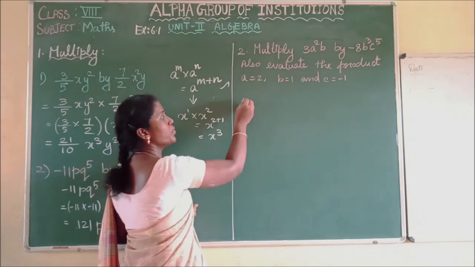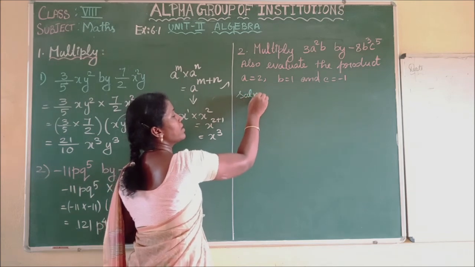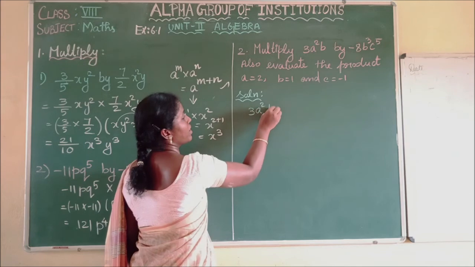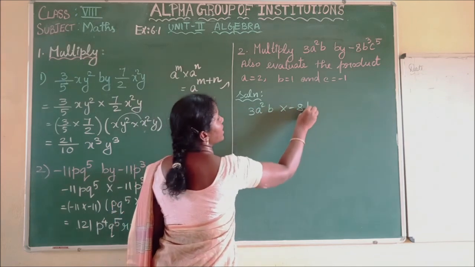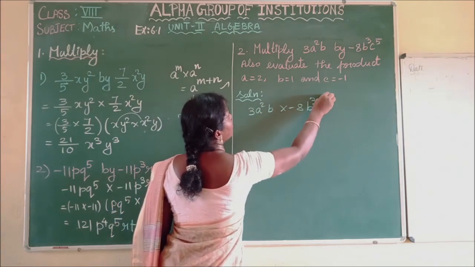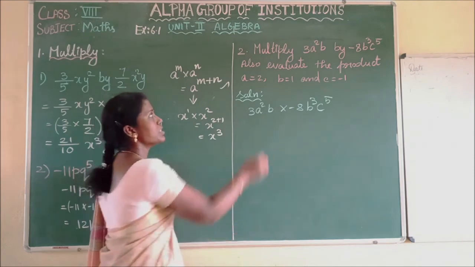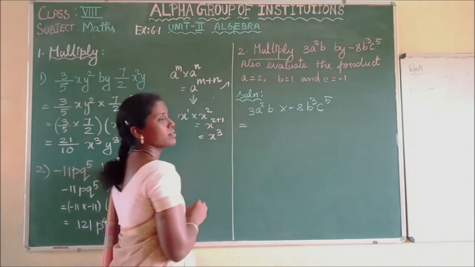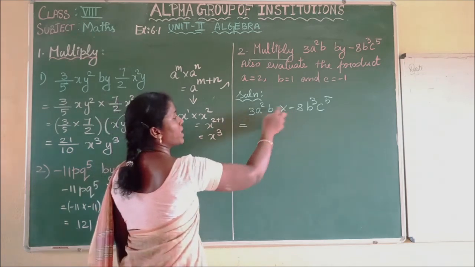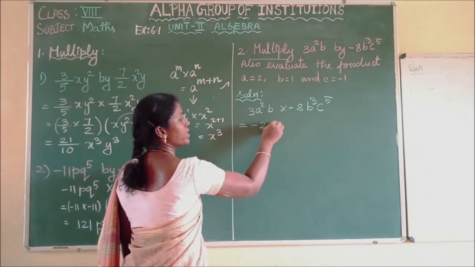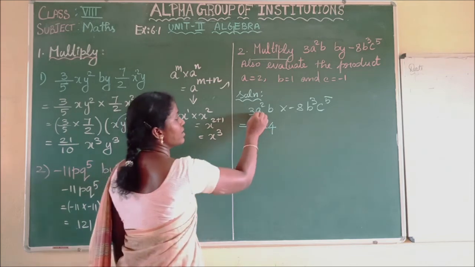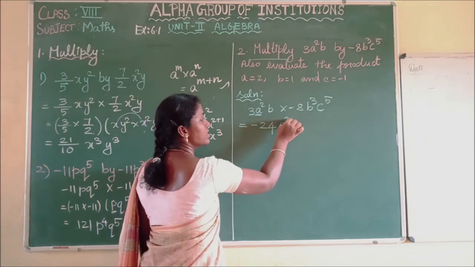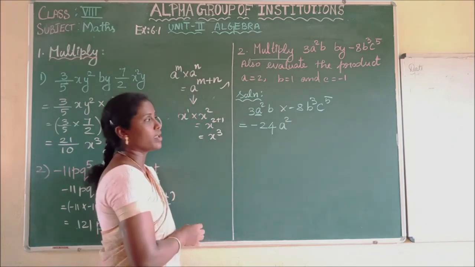First what we have to do? We have to multiply the given monomials, isn't it? What are the given monomials? 3a square b into minus 8 b cube c power 5. Okay, the question says multiply, so we are multiplying this. How to multiply the arithmetic numbers? So minus 8 times 3 is minus 24. See here variable a is there, but there is no other a, so a will have the same power, a square.